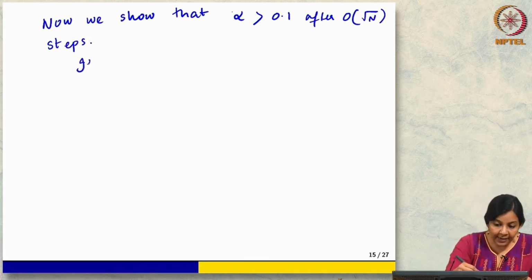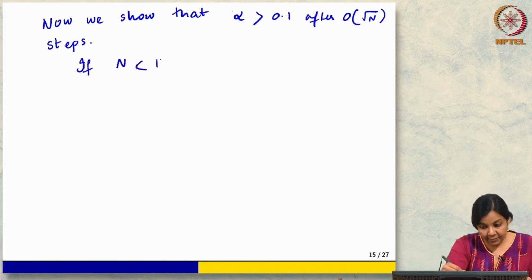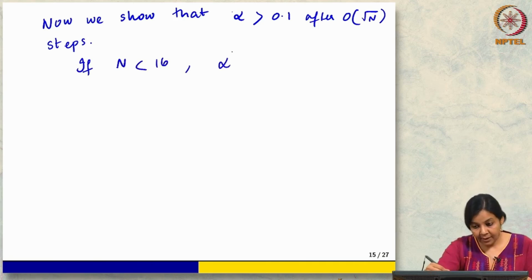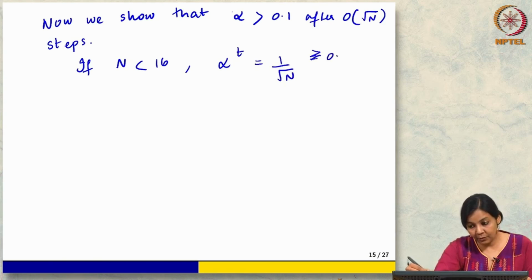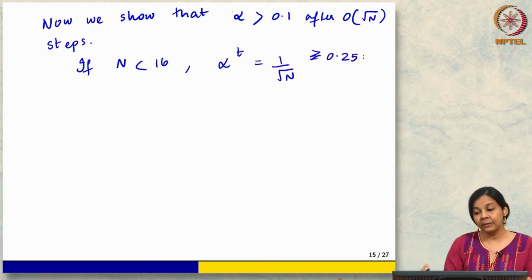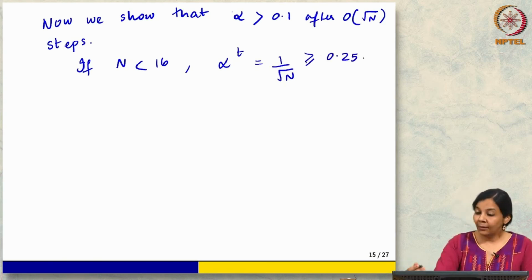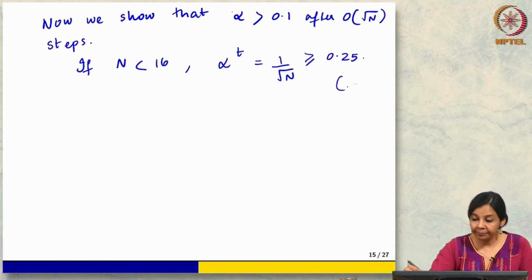So, first I claim that if n is less than 16, then alpha t is 1 over square root n, which is greater than or equal to 0.25. Can anyone tell the class why this is? Okay, you can check it later. So, you can check this. Okay, good.